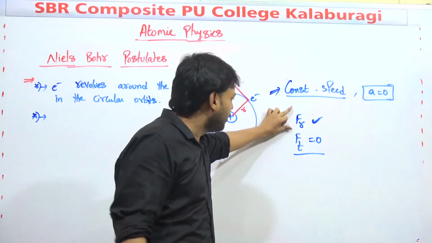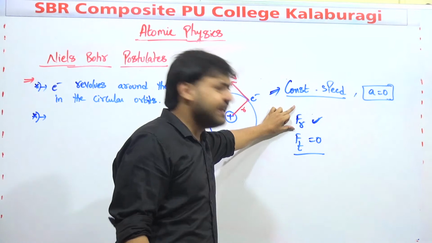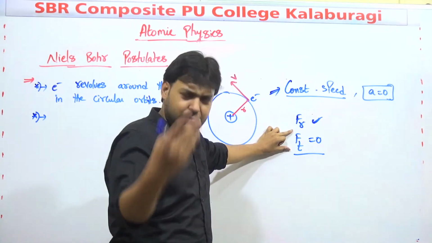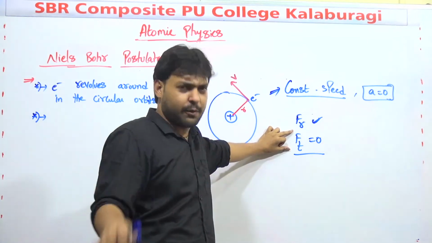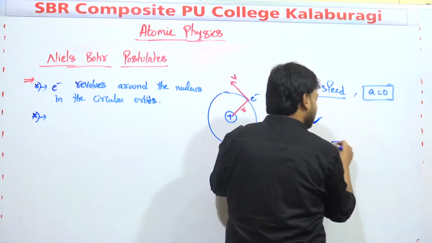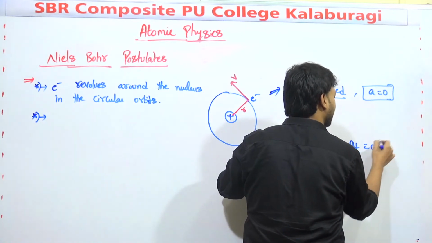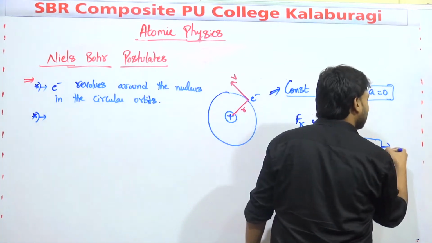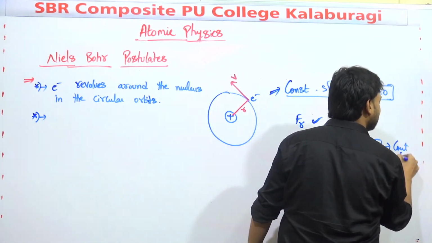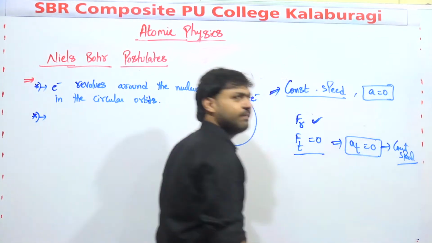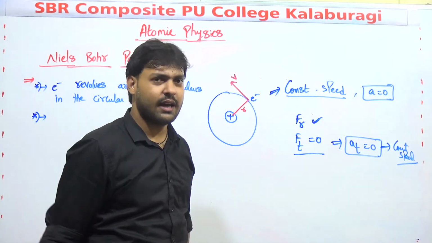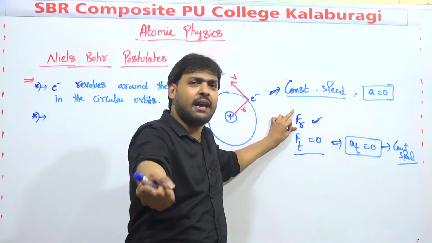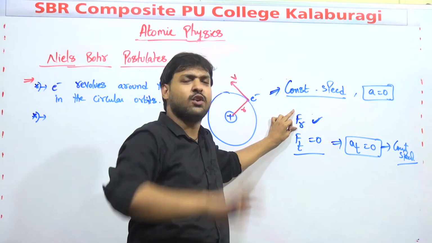In circular motion, who is mandatory? Radial force is mandatory to change the direction. Tangential force might be there, might not be there. It's not a big problem. If tangential force is zero, tangential acceleration will be zero. If tangential acceleration is zero, then the particle will revolve with constant speed. This is the story given by Bohr. So radial acceleration is required. That radial acceleration is provided by whom? Provided by the electrostatic force.